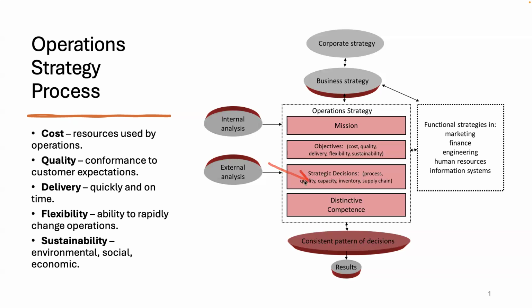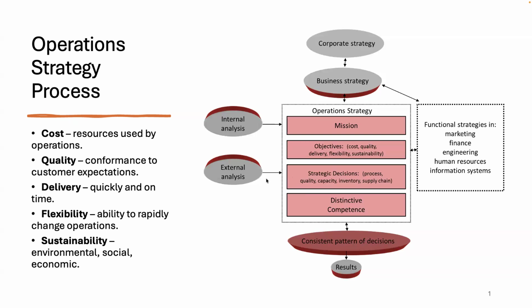Now let's move to the next level, the decision level. This level involves the 5 major decision categories we have discussed in the previous chapter. Just quickly: process, quality, capacity, inventory, and supply chain. At this stage, strategy becomes very concrete. You must make actual choices and commit resources. Because resources are limited, trade-offs must be considered and are almost unavoidable.